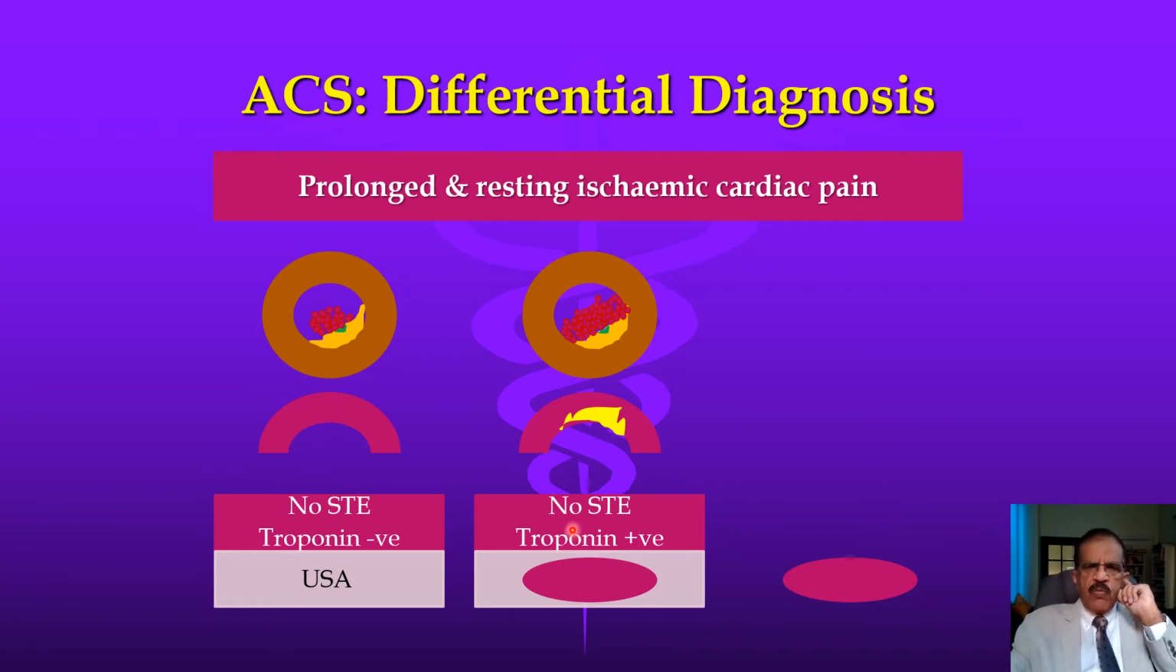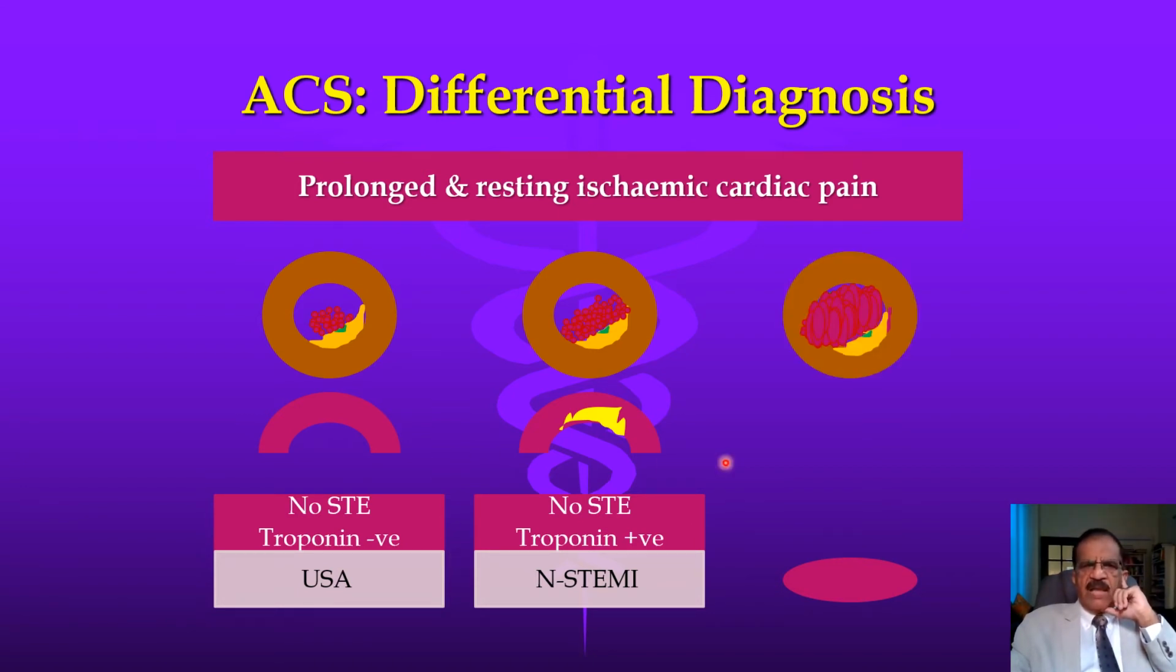So on ECG you will have no ST segment elevation, but since there has been necrosis, the troponins would be positive. Okay, so out of acute coronary syndrome, if ECG does not show ST segment elevation, it may show something else, but troponins are positive. That would suggest the diagnosis of NSTEMI. That means non-ST segment elevation myocardial infarction. You could also call it non-ST segment elevation acute coronary syndrome. So let's take up the third category.